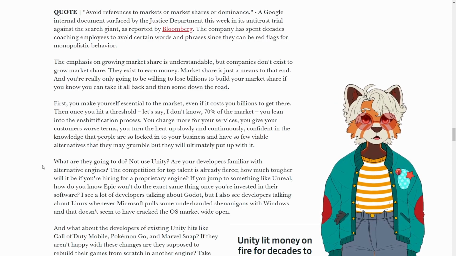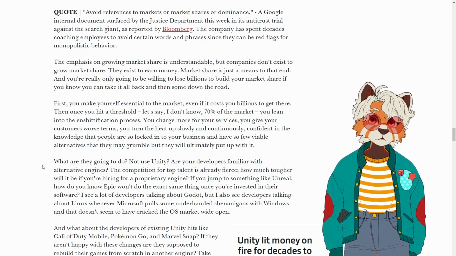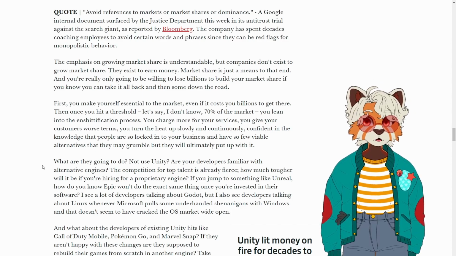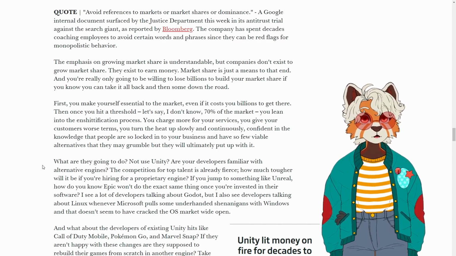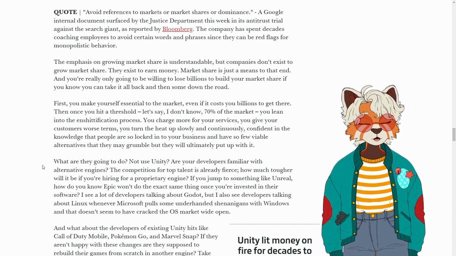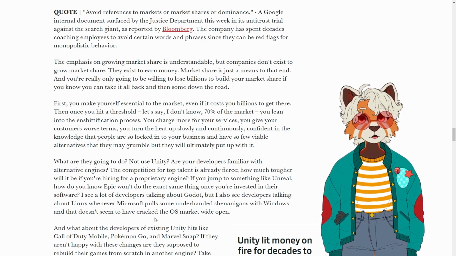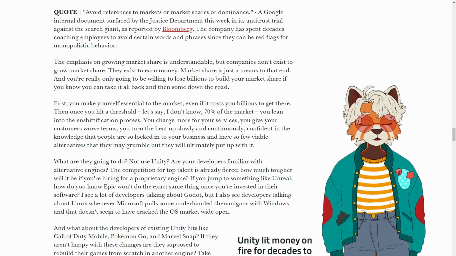Are your developers familiar with alternative engines? The competition for top talent is already fierce. How much tougher will it be if you're hiring for a proprietary engine? Jump to something like Unreal. How do you know Epic won't do the exact same thing once you're invested in their software? See a lot of developers talking about Godot, but I also see developers talking about Linux whenever Microsoft pulls some underhanded shenanigans of Windows, and that doesn't seem to have cracked the OS market wide open.